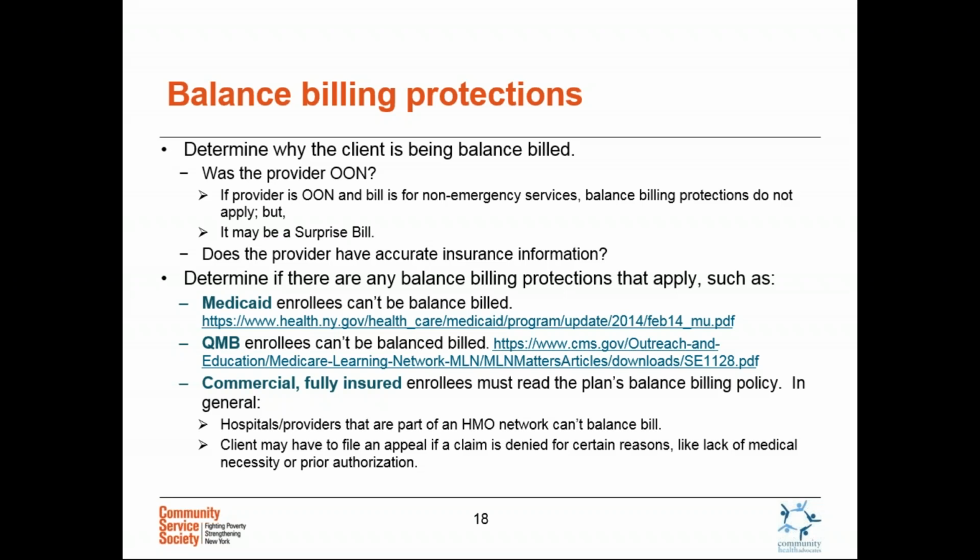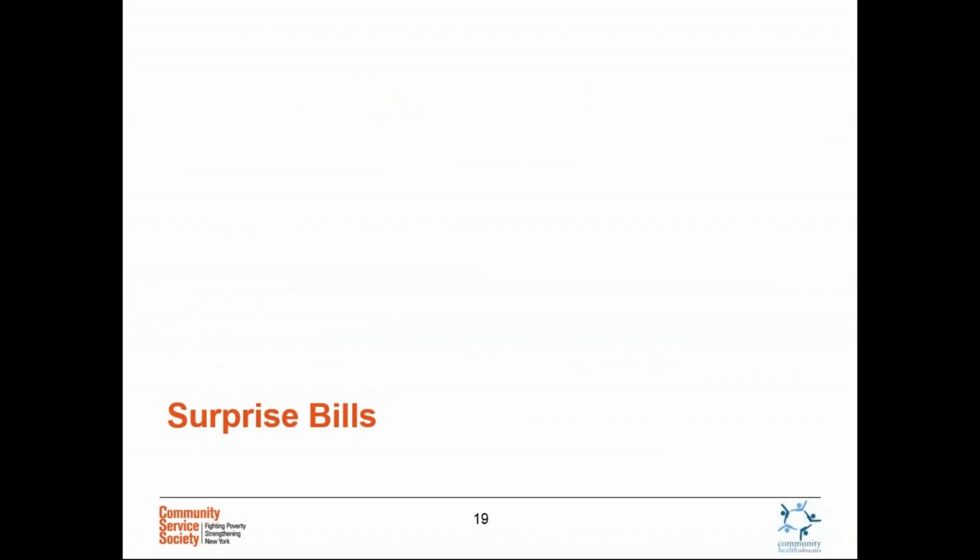For commercial and fully insured enrollees, they have to read their plan's contract to understand the policy about balance billing, but in general, hospitals and providers that are part of an HMO network can't balance bill. And if you have a client where they have a service denied for a specific reason like lack of medical necessity or lack of prior authorization, then they may have appeal rights and you may be helping them file an appeal.